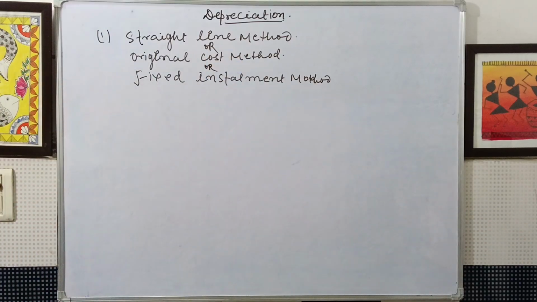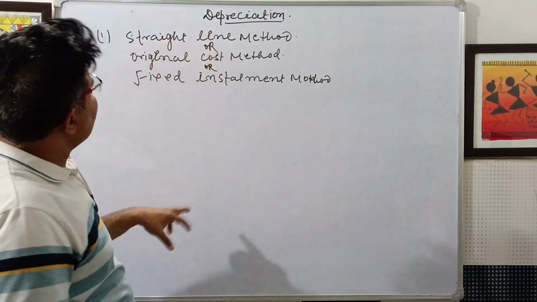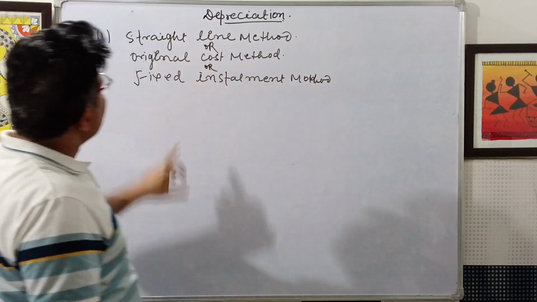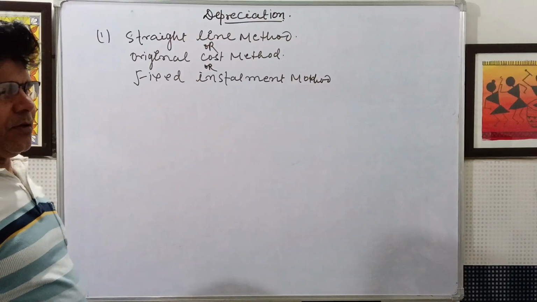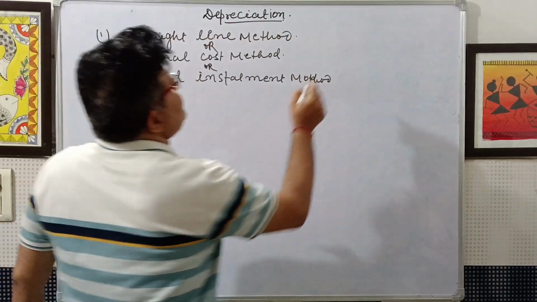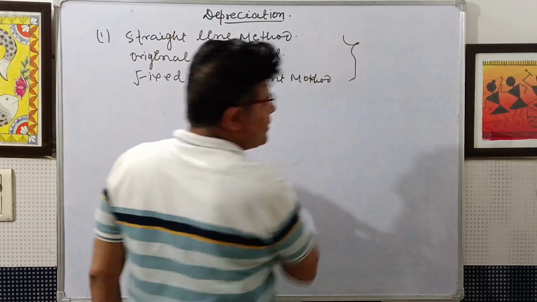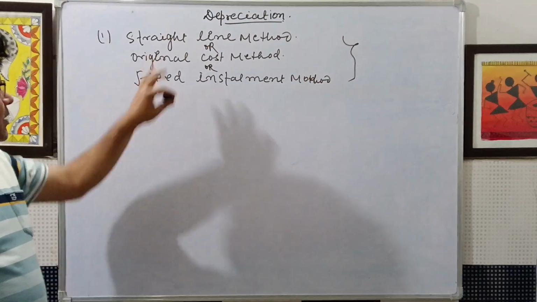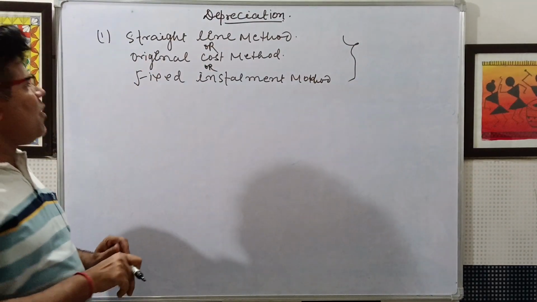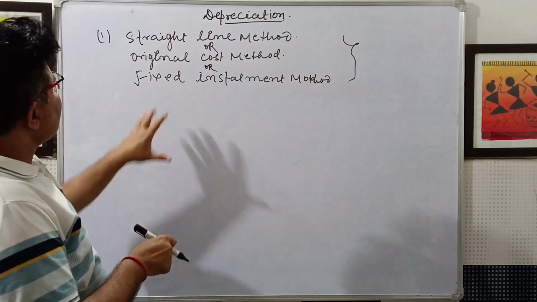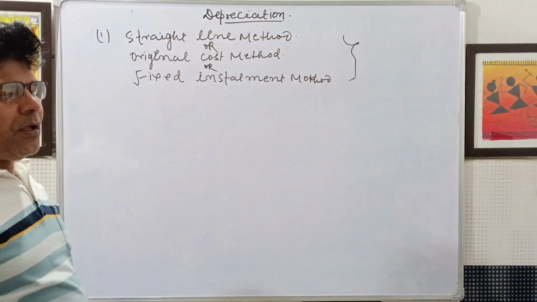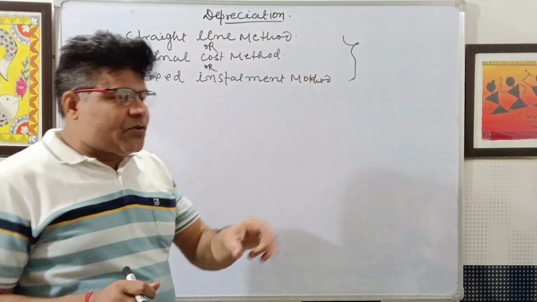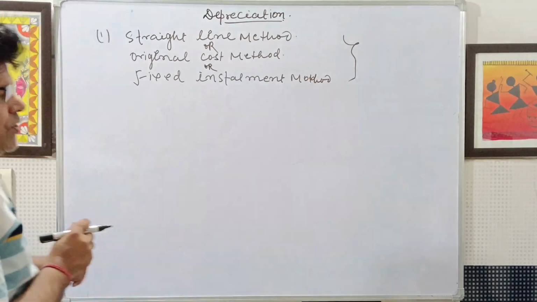Either straight line method or original cost method or fixed installment method may be written in the question. The thing is the same. In this question, it is written original cost.